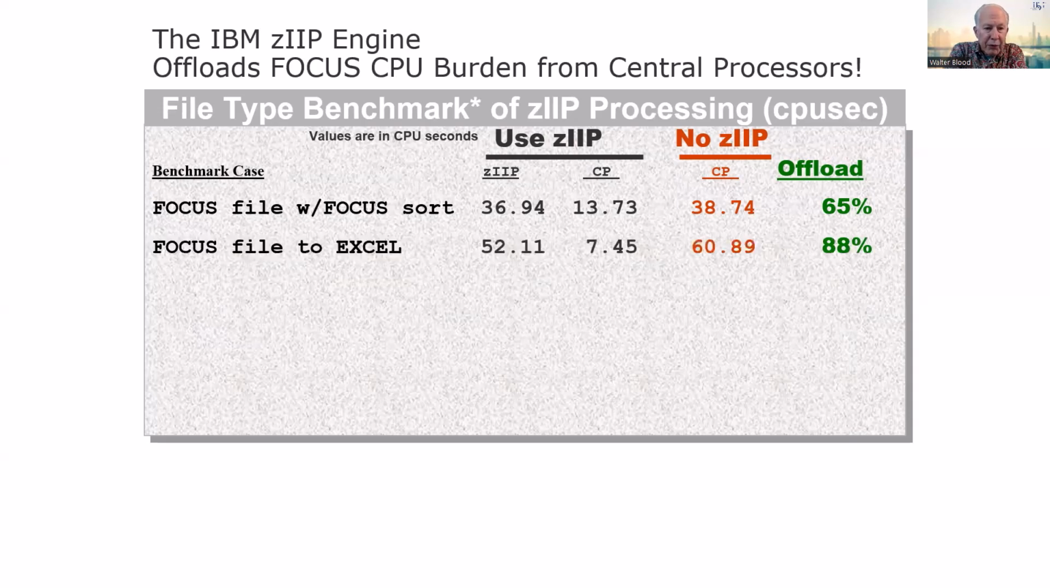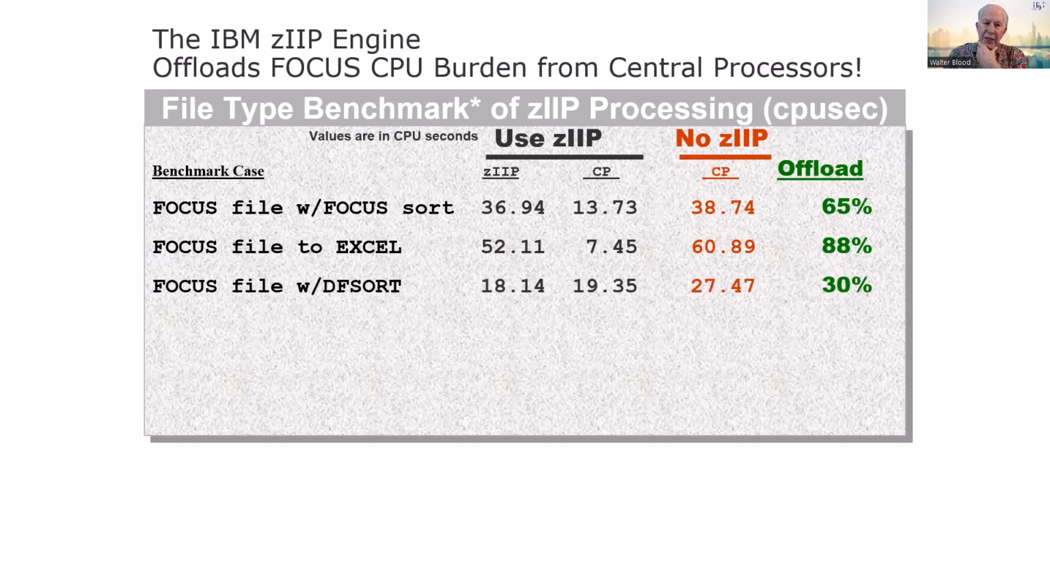If you have a focus file and you're going to output it to an Excel file or some kind of formatted file like that, again, you can see here that without a zip, we're looking at about 60 seconds to do that work. With the zip, we're about the same time overall, but we're only charged for 7 seconds on the CP, an offload of 88%.